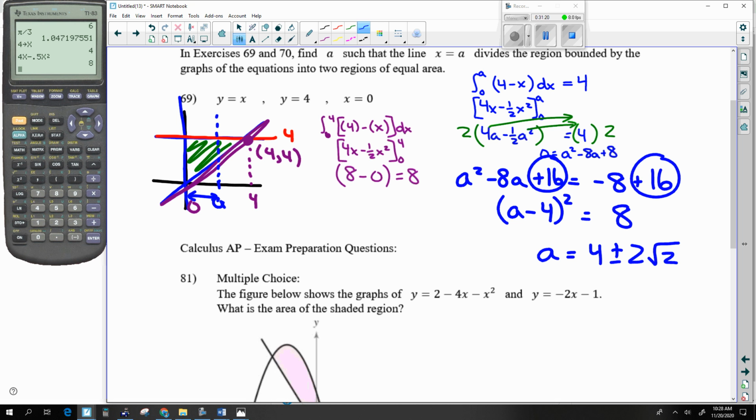Okay, so I could have two potential answers. I could have 4 plus 2 root 2, but there's a problem with that. That is not on the interval from 0 to 4 where I need my a to be. So it's not the plus version. So 4 minus 2 root 2 is about 1.17. So a is equal to 4 minus 2 root 2, which is approximately 1.17.